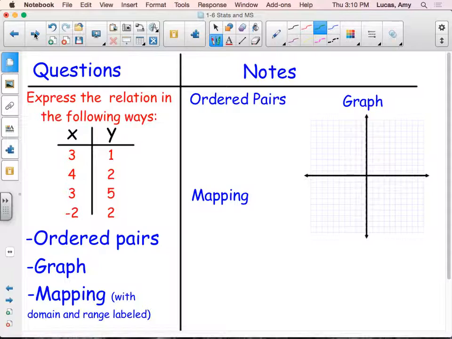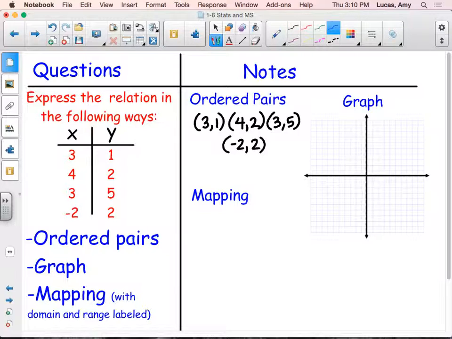Okay, now express the relation in the following ways. We're given the table. We need to write the ordered pairs, draw the graph, and the mapping. So the ordered pairs, from my table, my ordered pairs are 3, 1, 4, 2, 3, 5, and -2, 2. I can graph those. 3, 1, 4, 2, 3, 5, and -2, 2. Okay. And then the tough one, the mapping.